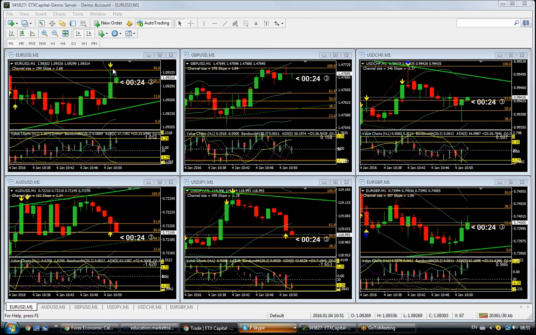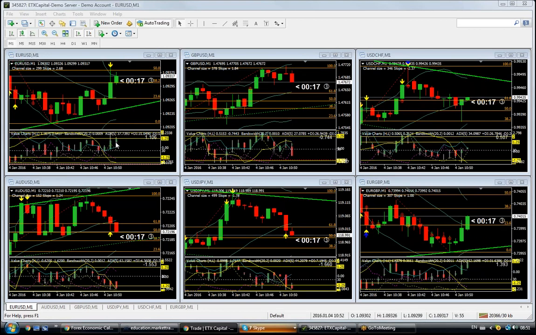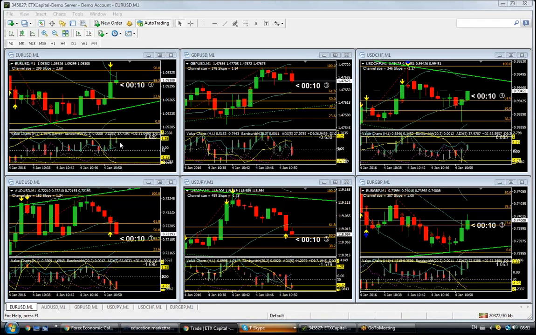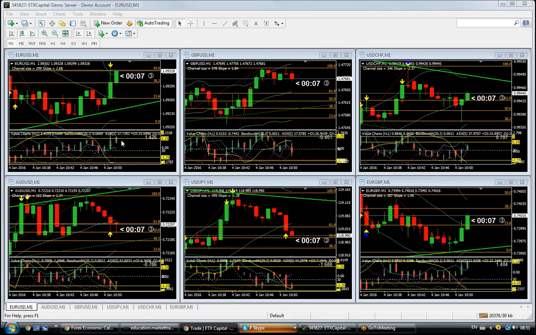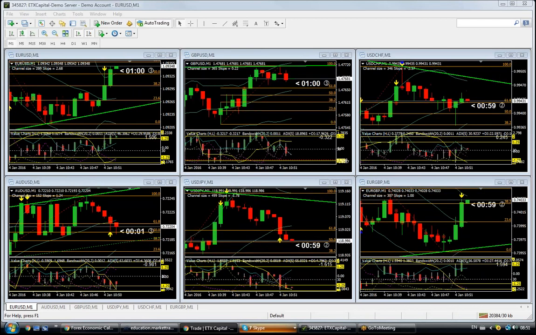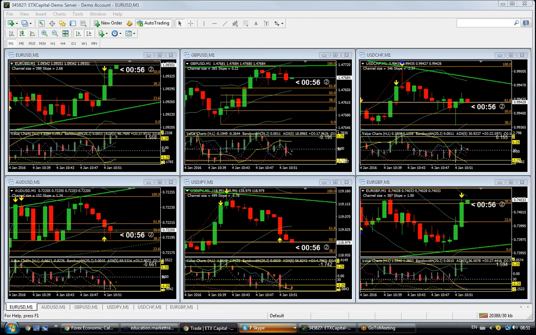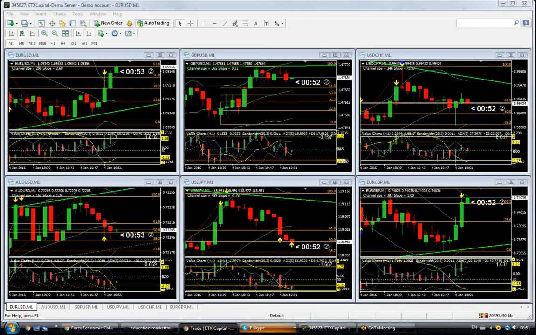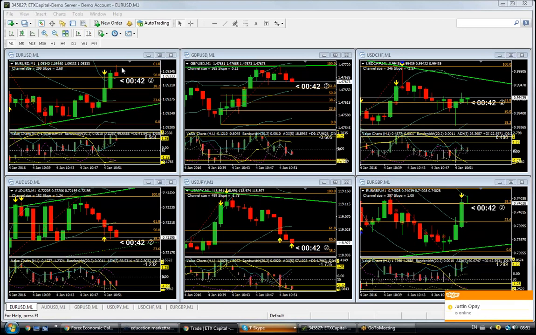Still keeping an eye on what's happening here with EURUSD. GBP. This is probably all the news driving all of this, guys. So we'll wait and see. It's on the one on 61.8. Oh, there it goes now. When it tends to hit the 61.8, it'll rebound quite often.